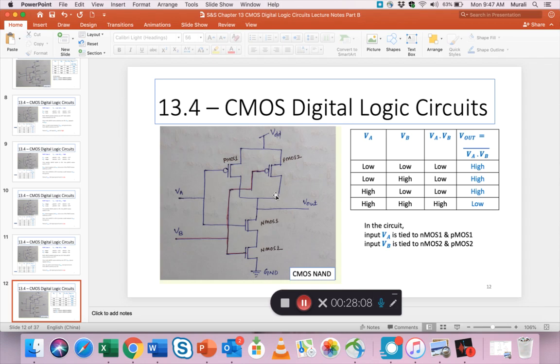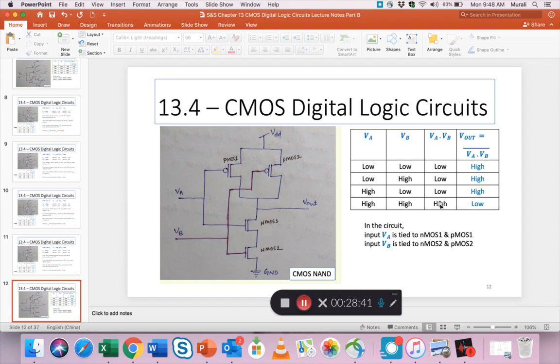For an AND function, the connection is slightly reversed. The two NMOSs are in series, the two PMOSs are in parallel. We still have VA and VB, the same connection. Input VA is tied to 1 and 1, VB is tied to 2 and 2, the red one, that's VB connection. And the truth table is here. Remember, for an AND function, both A and B have to be high for the output to be high.